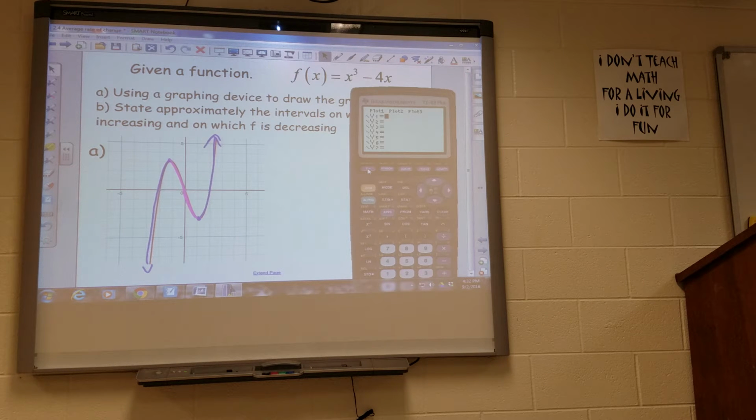Okay, so here we have our TI-83 that we're all familiar with. I'm going to plug in my function to y equals.